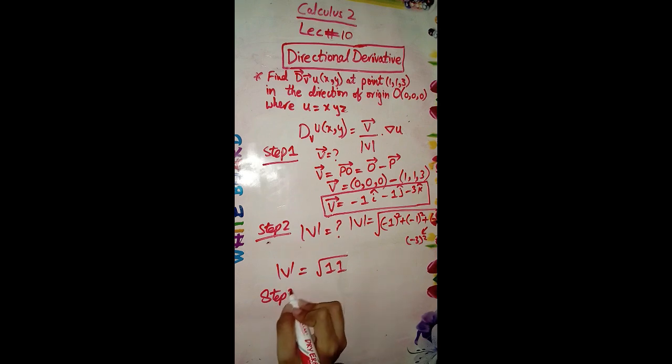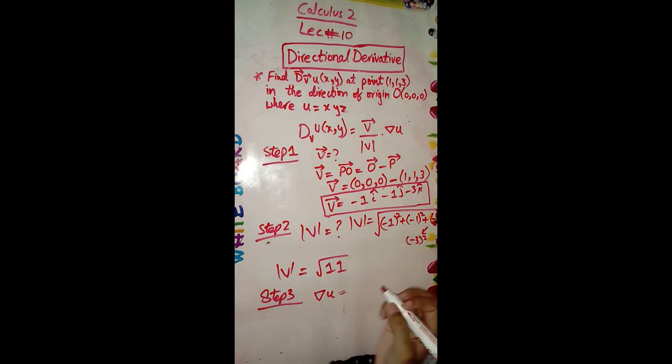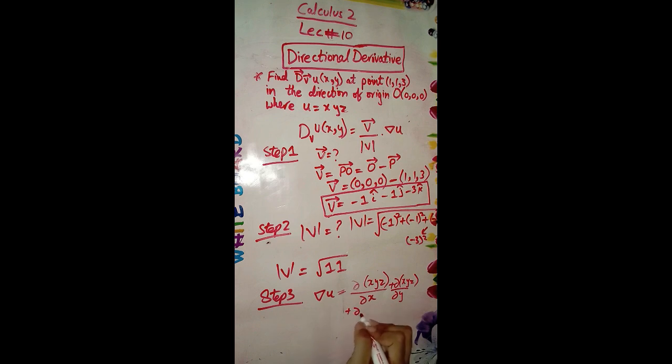Now in step 3, we have to find the gradient of u. For del u, our formula is partial by partial of x of u, that is xyz, plus partial by partial of y of xyz, plus partial by partial of z of xyz. This is in the i hat direction, the j hat direction, and the k hat direction.